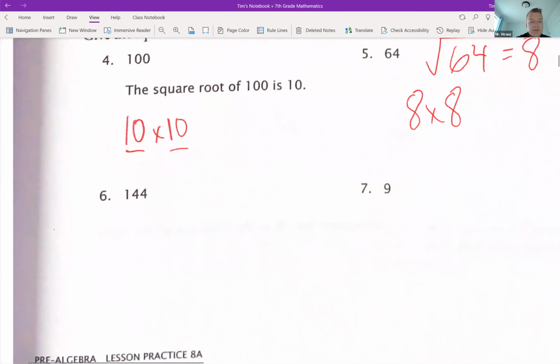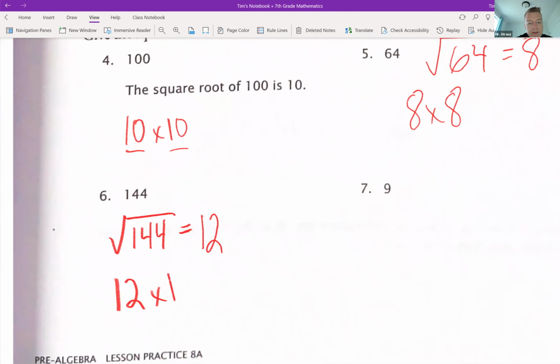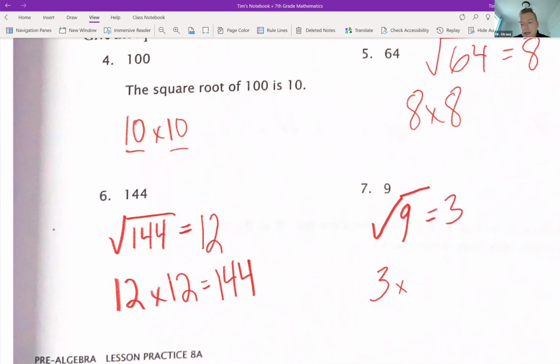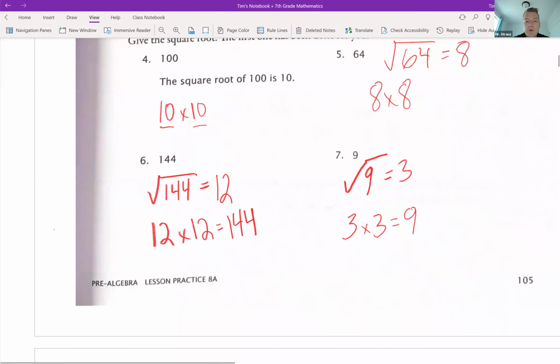Number 6, 144, we just did that one up top. So the square root of 144 is going to be 12, because 12 times 12 equals 144. And then lastly, number 7, 9. The square root of 9 is going to be 3, because if you take 3 and multiply by itself, you get 9. So pretty simple, right? You're finding the number that you multiply by itself to get that number, and that is called a square root.